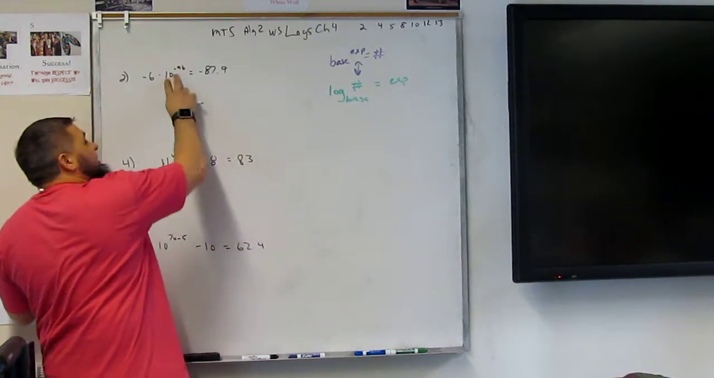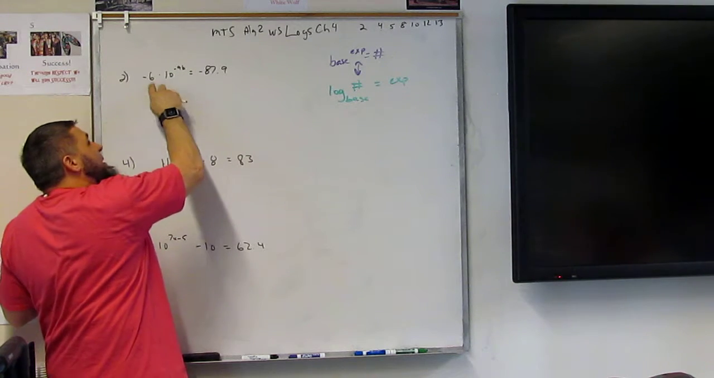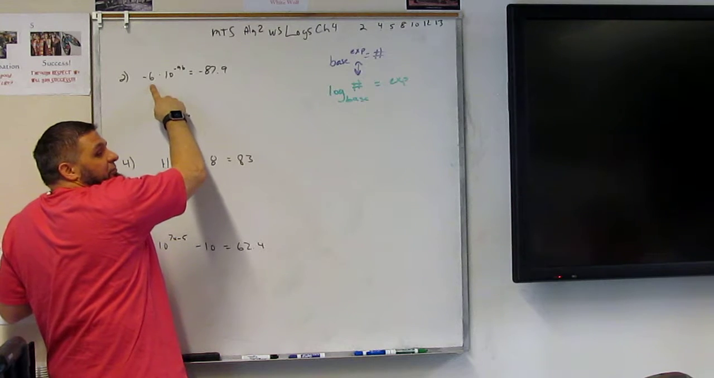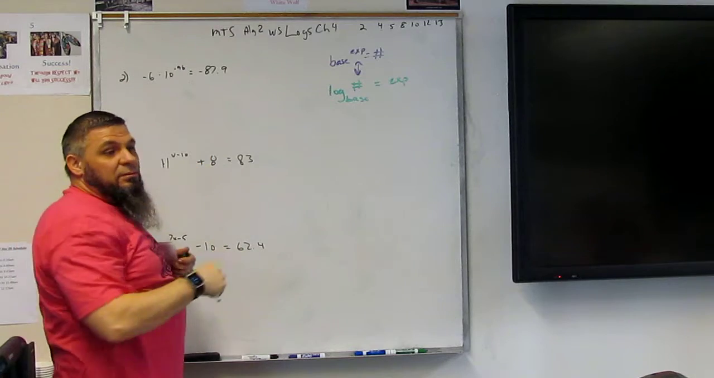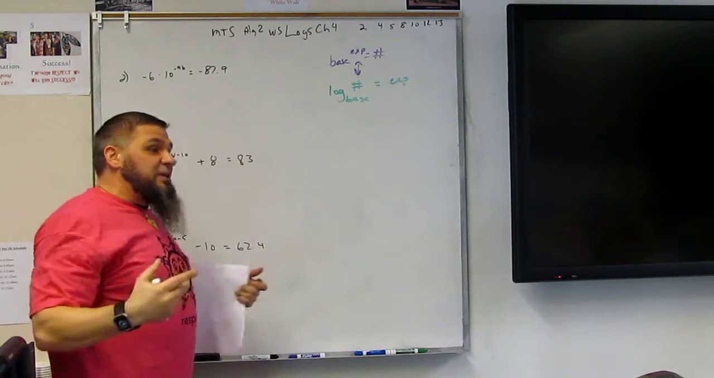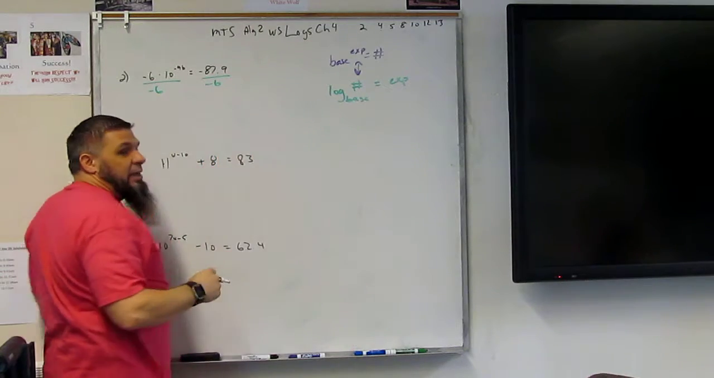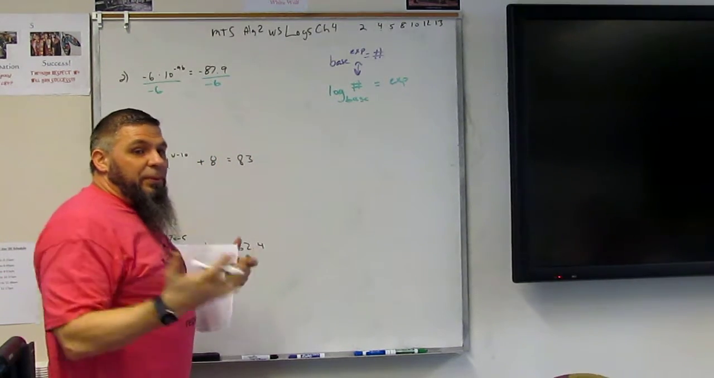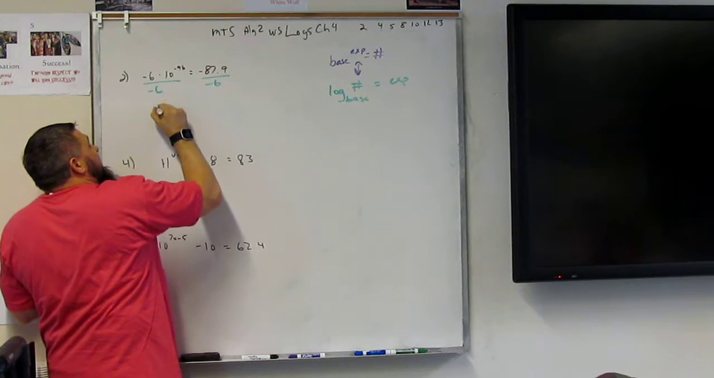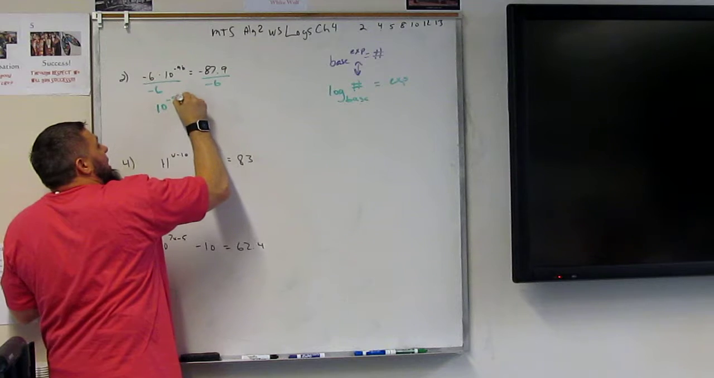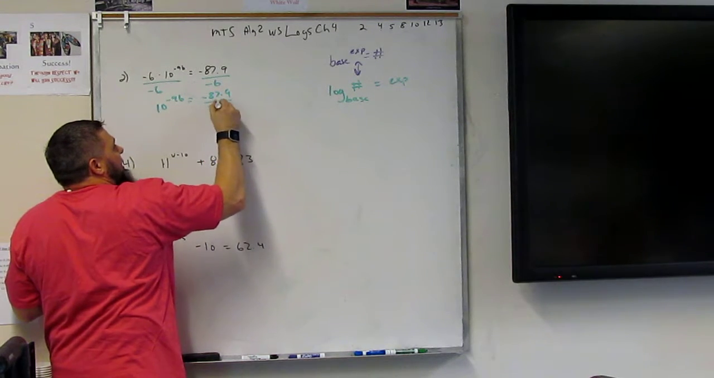Okay? If this is my exponential function, I'm going to move the 6. How do I move the 6? I do the opposite. It's negative 6 times 10, right? So what's the opposite of times? Okay? It's that simple. Now, I'm going to have this as 10 to the negative 9b is equal to negative 87.9 over negative 6.